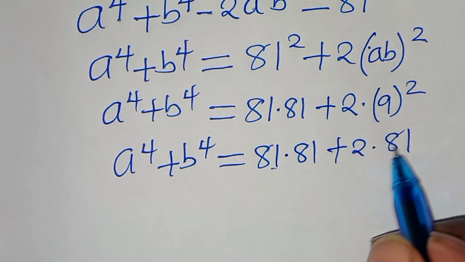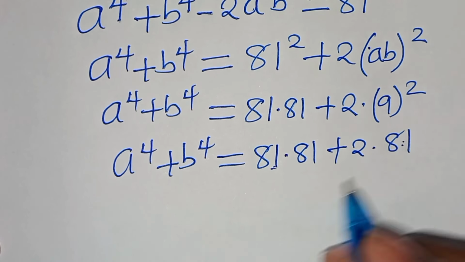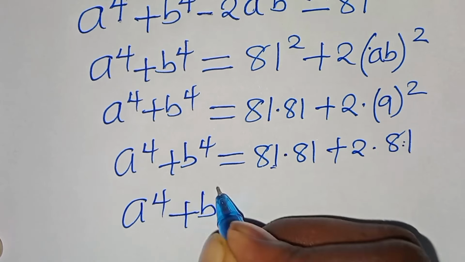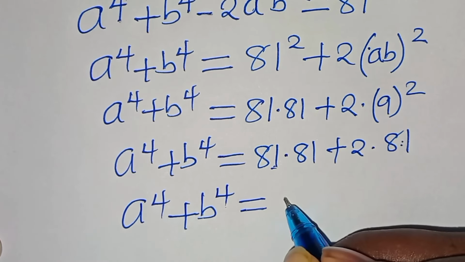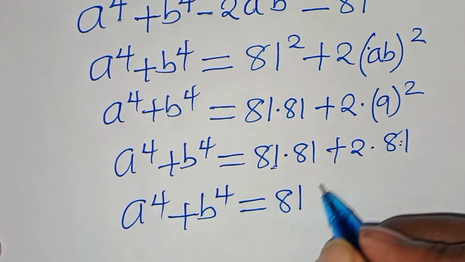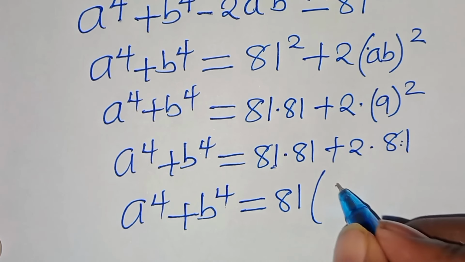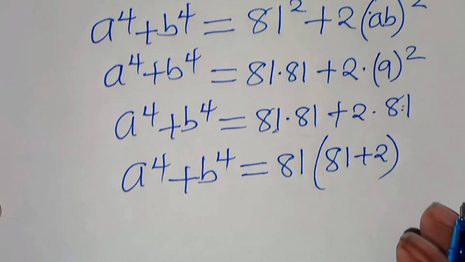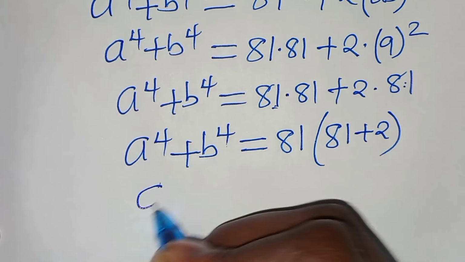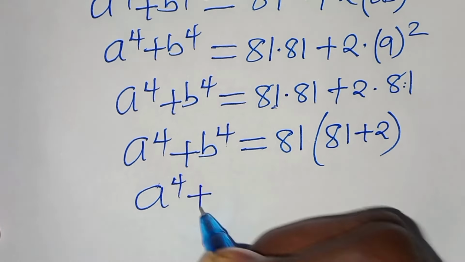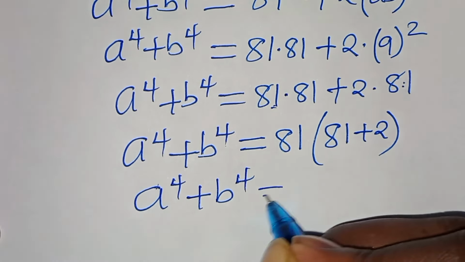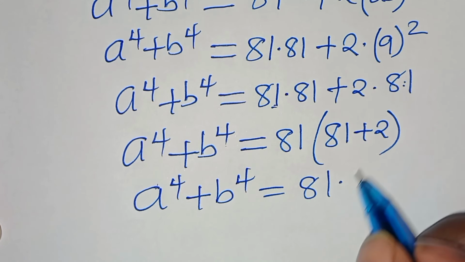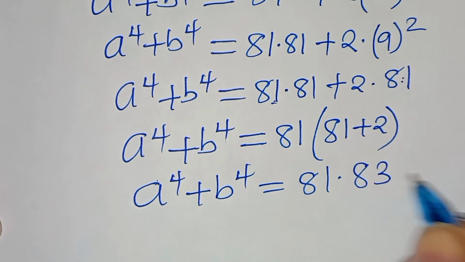Now, if you check here, 81 is common, so we can factor out 81 so that we have a to the power of 4 plus b to the power of 4 equal to 81, into the parentheses, 81 plus 2. So that now a to the power of 4 plus b to the power of 4 is equal to 81 multiplied by 81 plus 2, which is 83.